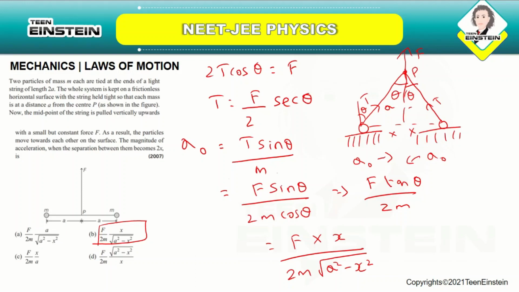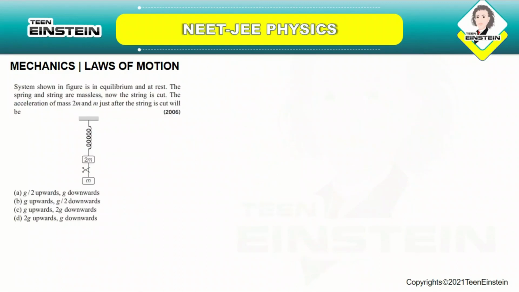Okay, let us now move on to the next problem. The system shown in the figure is in equilibrium and at rest. The spring and string are massless. Now the string is cut. The acceleration of mass 2m and m just after the string is cut will be.